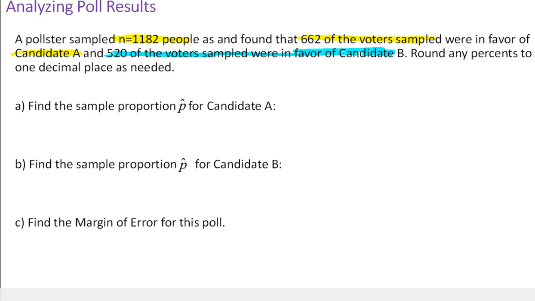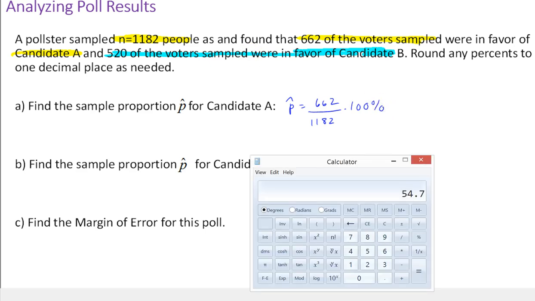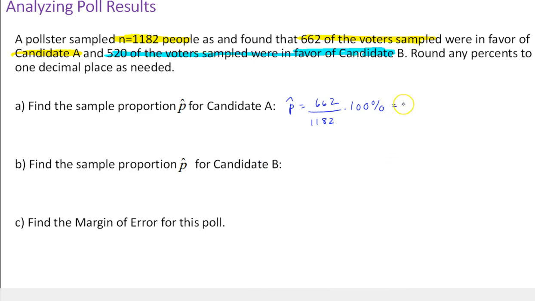Notice in this example we weren't given the sample percentages, or the sample proportions. We were just given the counts. But it's easy to find the sample proportions. For candidate A, they had 662 out of the 1,182 votes. We want to write that as a percentage, so we'll multiply by 100%. So 662 divided by 1182 times 100. So candidate A has 56%, not exactly, but that's what we'd round to 1 decimal place.